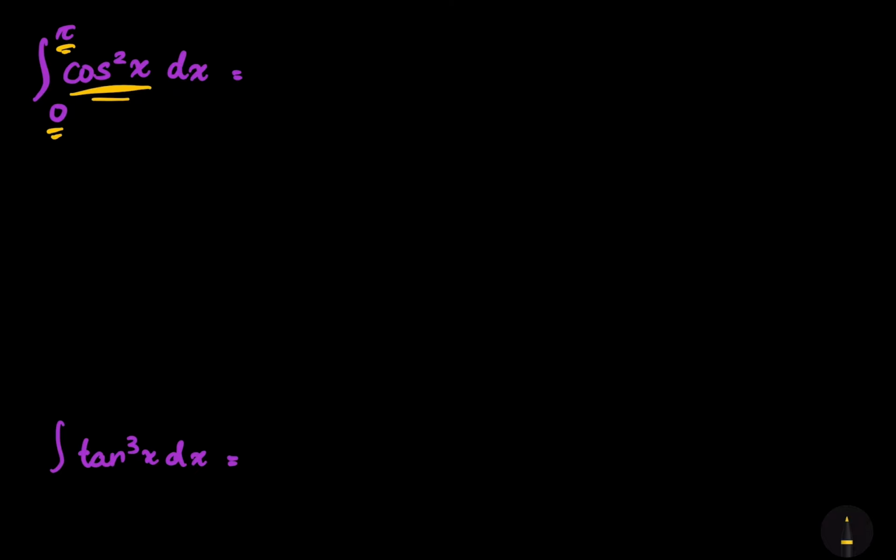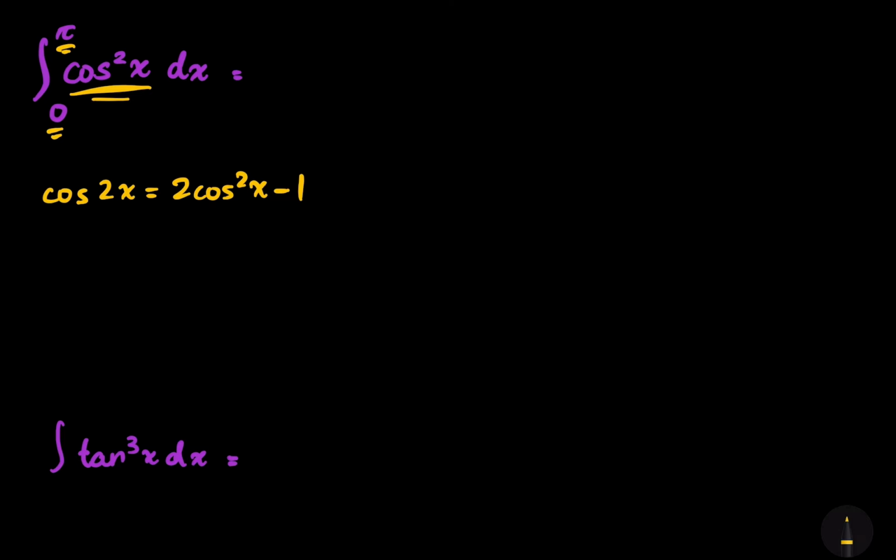Over here, with cosine squared of x, the first identity that comes to mind is the Pythagorean identity. But we know that if we were to use that, we're just going to end up with something in terms of sine squared of x, and then that's its own problem. Instead, we can think of the double angle identity. We know that cosine of 2x is equal to 2 cosine squared of x minus 1.